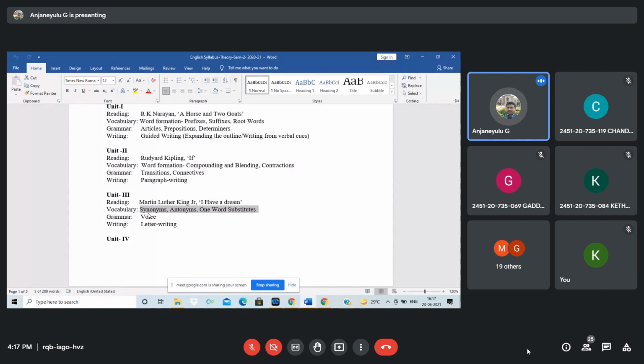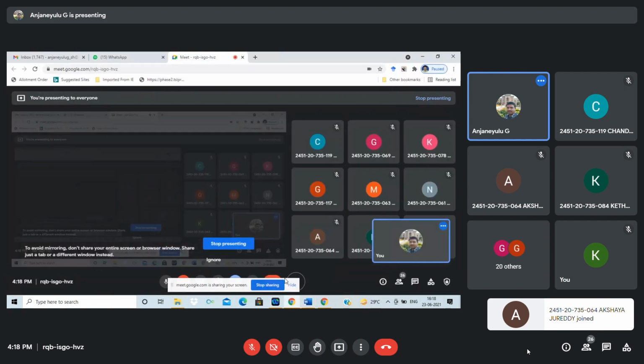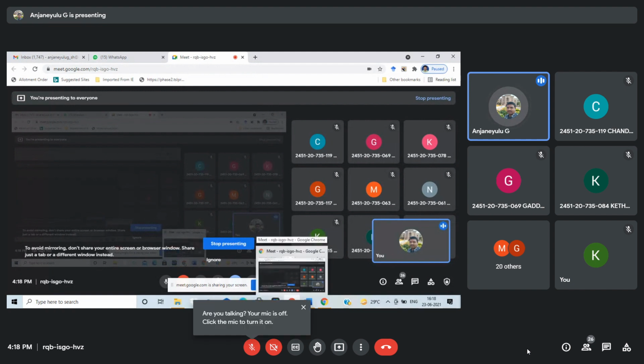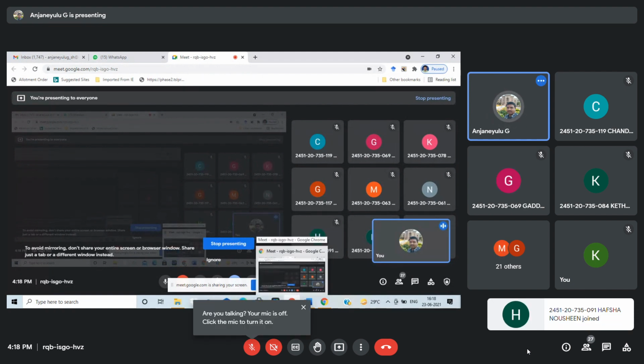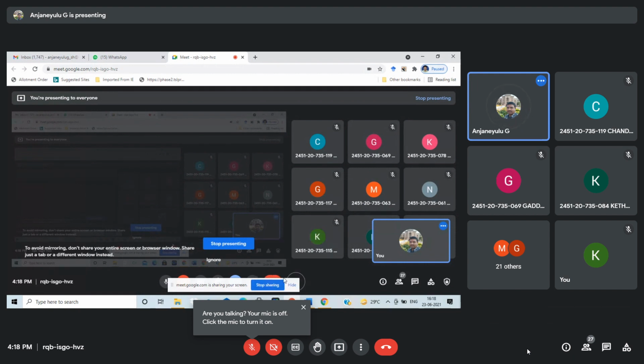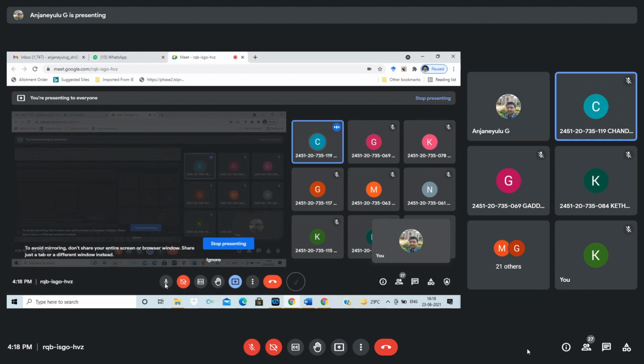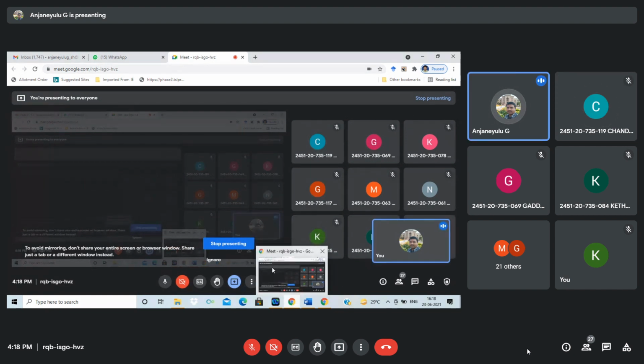I'll take this topic, synonyms, antonyms, and one word substitutes. Did she start this? Does she start or not? Student, is it completed, voice topic? Active and passive? Hello, students? No, sir. Okay, ma'am will take it maybe the day after, whenever you have class again.